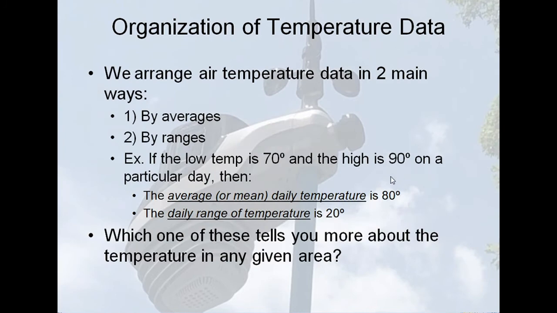All right, so organization of temperature data. We arrange air temperature data in two main ways, and that is averages and ranges. So the temperature is going to range from this to this. We're 4 degrees above average, so the average temperature this time of year is this. That's what you always hear, the average temperature, and then a daily range, based on what the minimum temperature was and the maximum temperature.